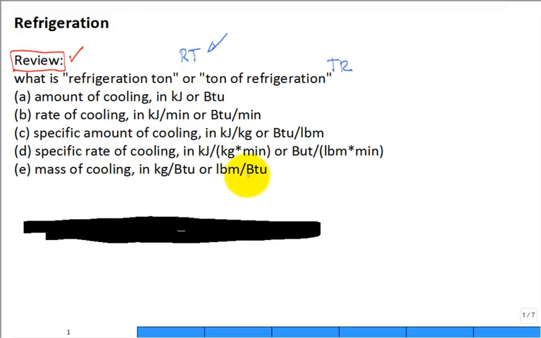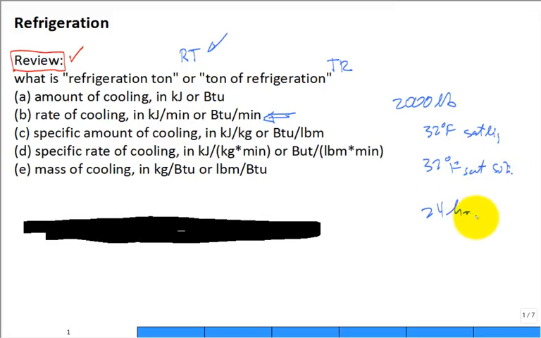It's a little warm-up exercise, isn't it? So it's a rate of cooling. It's B. So it's in either kilojoules per minute or BTUs per minute. It goes back to 2,000 pounds of water at 32 degrees F, saturated liquid, and you want to make it 32 degrees F saturated solid, and you want to do that in a 24-hour time period. That is the rate of cooling in order to accomplish that.